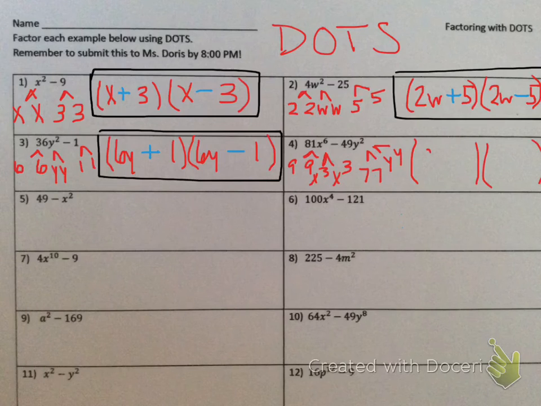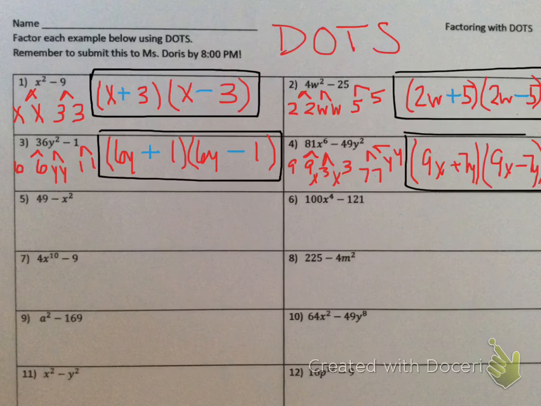In your first spot, you're going to have a 9 and an x in both of your parentheses, and then in your last spot, you're going to have a 7 and a y, and then one of them gets a plus sign, and the other one gets a minus sign, and that's your final answer. So you really just want to make sure you're taking the perfect square of each part and then placing it in the order that it came in.